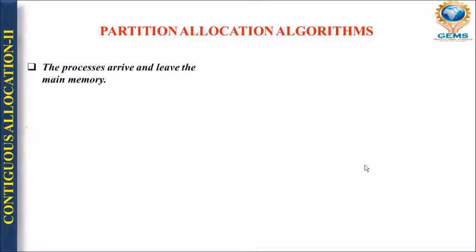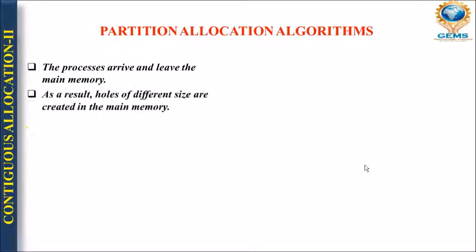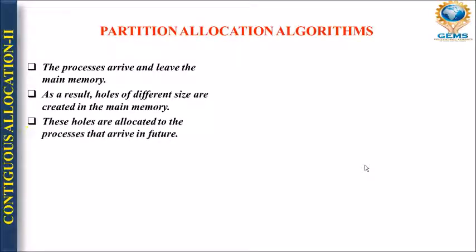Next, let's talk about the partition allocation algorithm. So the processes arrive and leave the main memory, we all know, right? As a result, holes of different sizes are created in the main memory. What is a hole? A hole is the vacant space released by a process to the main memory. These holes are allocated to the processes that arrive in future. That means these holes are utilized for the next new process which is to be allocated in the main memory.